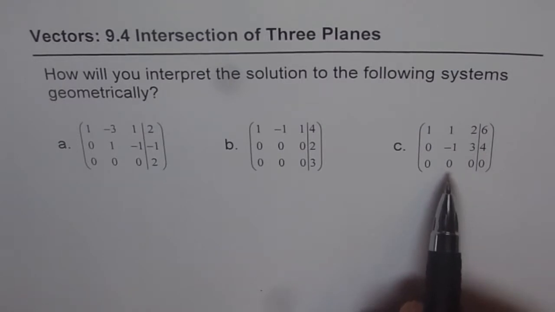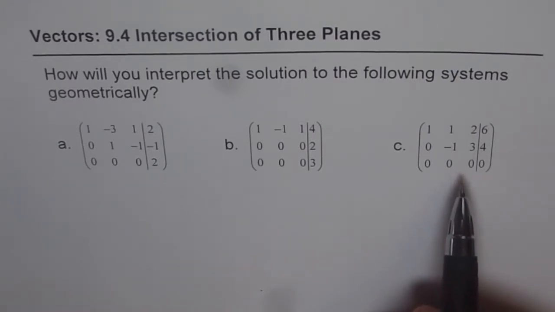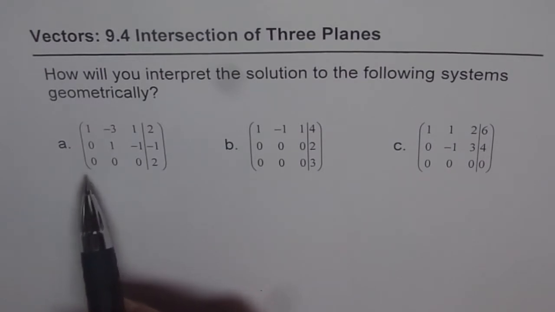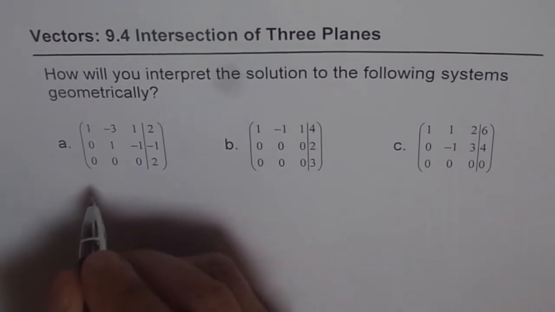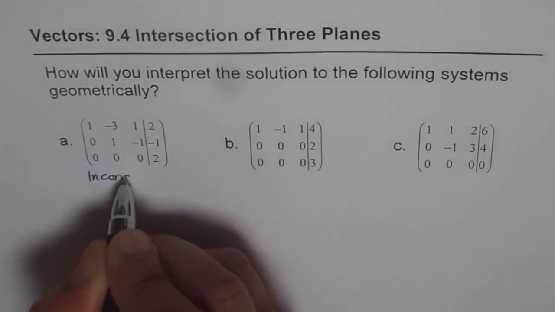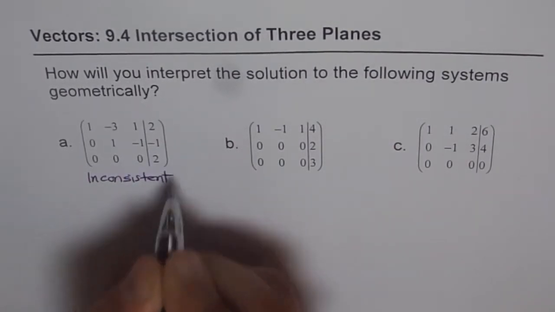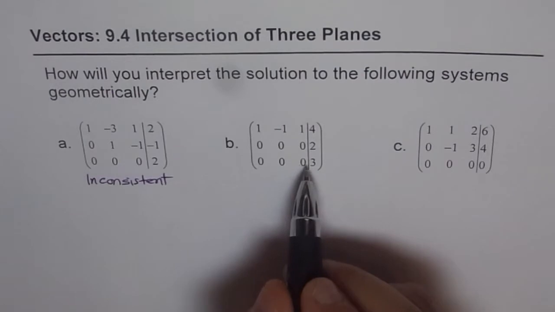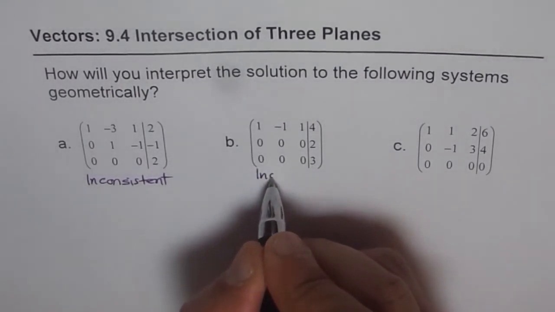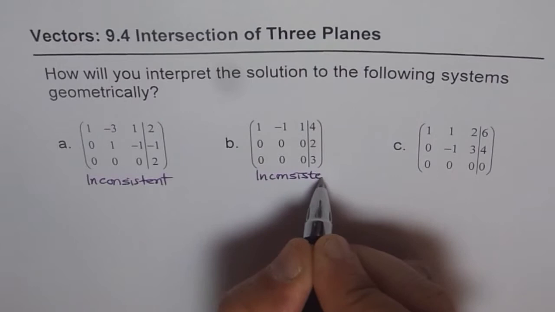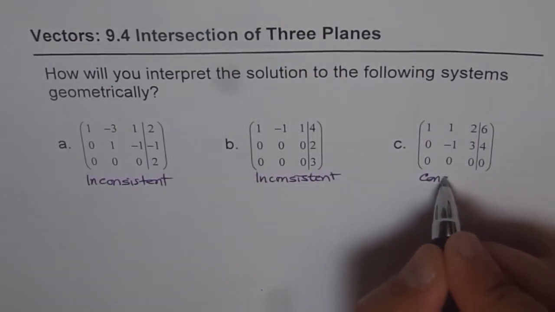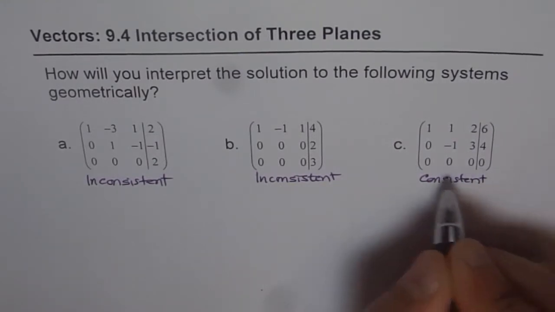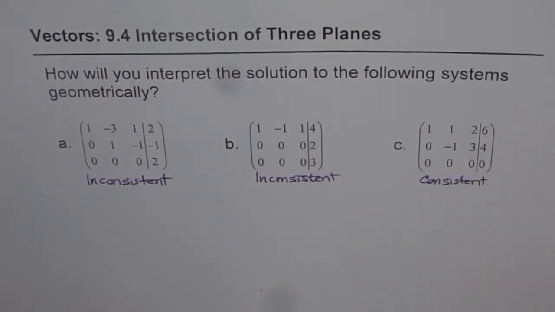And if it exists, or even if it doesn't exist, what is the situation? Now in this particular case, A, what you notice is that 0, 0, 0 equals 2, which is false. 0 cannot be equal to 2, so this system is inconsistent, right? Now here again you get 0, 0, 0 equals 3, so this system is also inconsistent. In the next one, 0, 0, 0 equals 0, it is a consistent system.